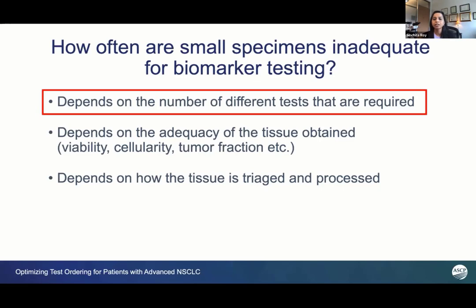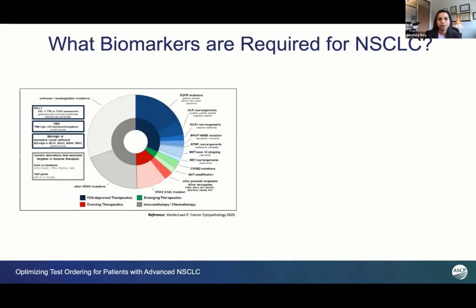So let's look at the first thing, which I'm not going to go into too much detail because this specific presentation is on the specimen management part, not necessarily what biomarkers we need to test. But just in brief, if you look at the current landscape for non-small cell lung cancer, there's a bunch of FDA-approved therapeutics out there, but there are also several emerging and evolving biomarkers that are pretty relevant. So if you look at all the things that you have to do, there's a long list of biomarkers that you need to do in lung cancer, right?